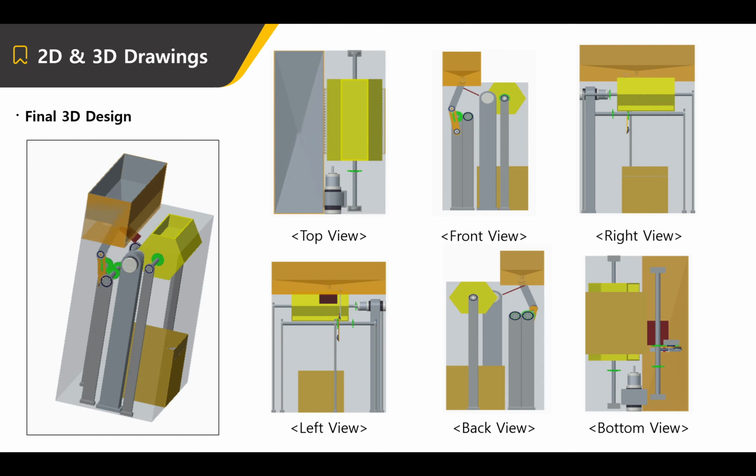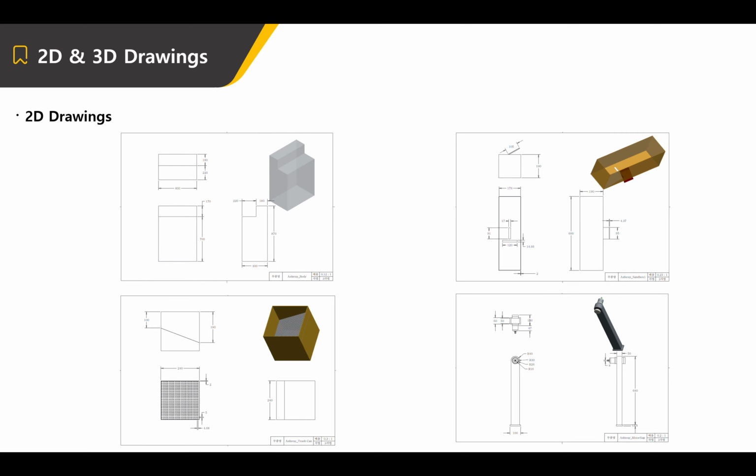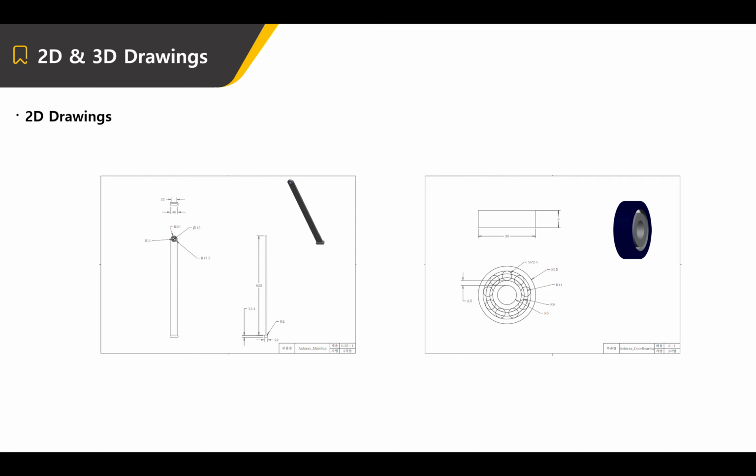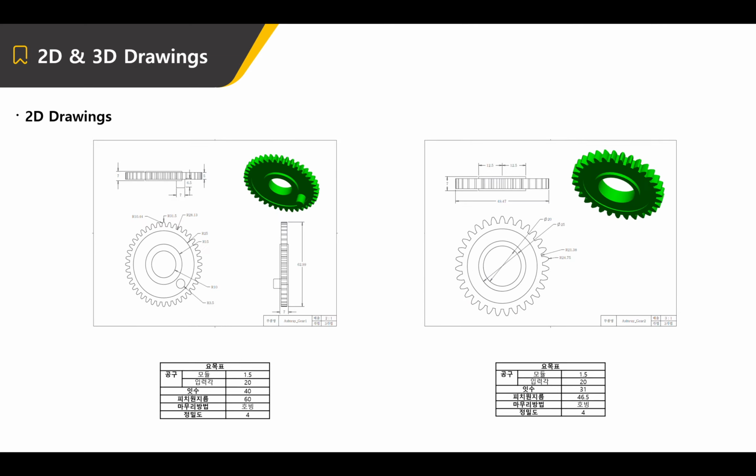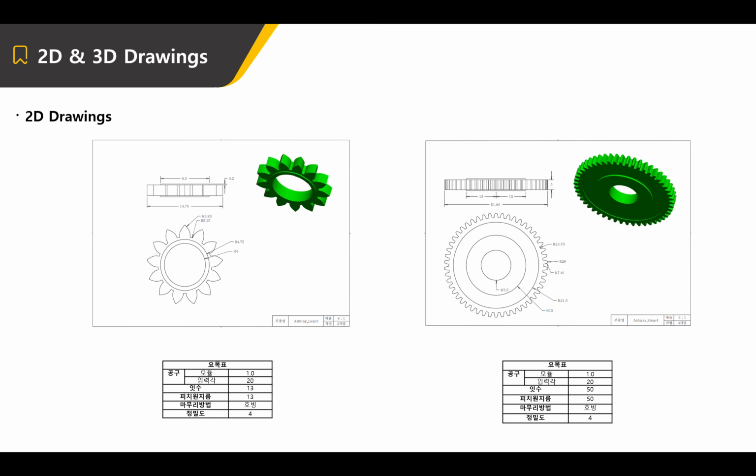This is the 3D image of our design, and this is what we've seen from various angles. Due to the large size of the actual parts, the drawings were drawn by setting the proper scale for each part, and the dimensions of the parts needed were also included. These are 2D drawings of the gears and their specifications. They are Gear 1 and Gear 2 respectively, and Gear 3 and Gear 4 respectively.